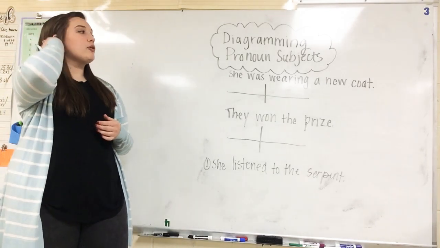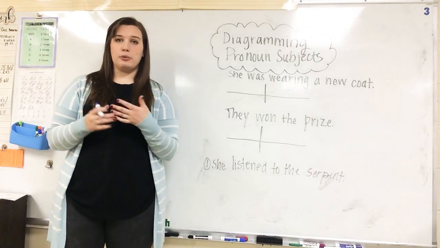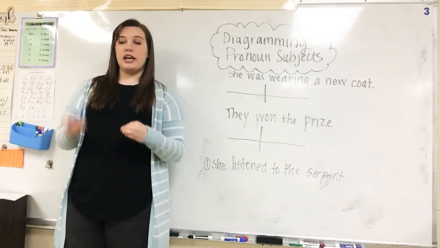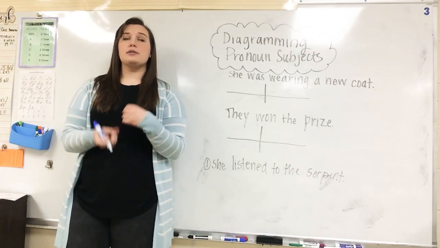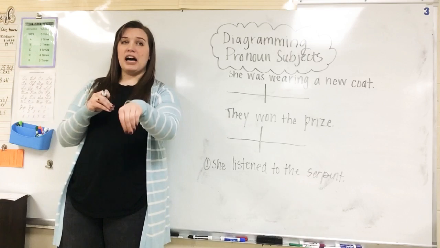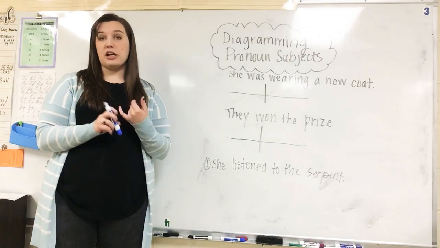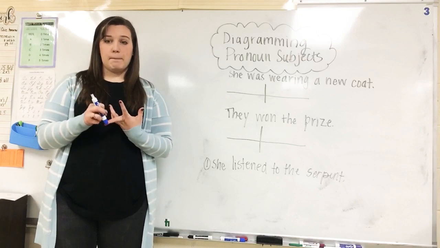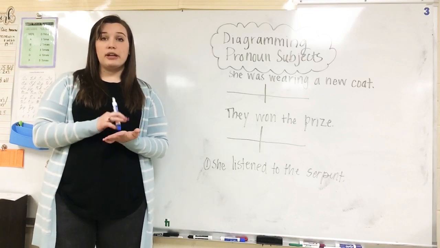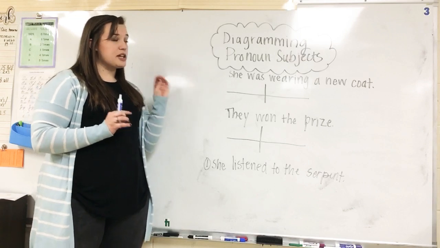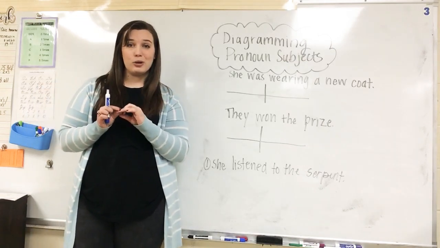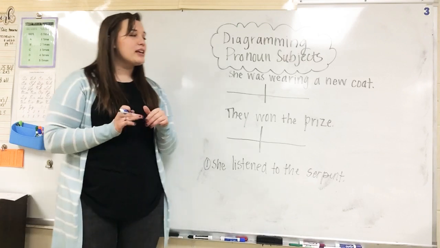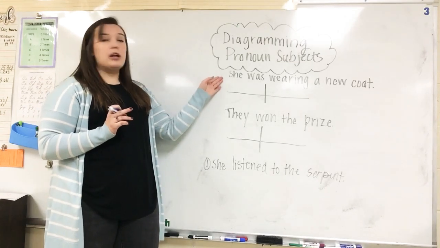Today we're diagramming pronoun subjects. If you forgot from last week, pronouns are words that take the place of common or proper nouns, like she, it, you, he, they, us, we, I, my, mine, those different ones. We learned about subjective pronouns, objective pronouns, and possessive pronouns. Whenever we are diagramming pronouns as subjects, which type of pronoun do you think we're using? Subjective pronouns, because they're subjects, remember? So let's look at this first example.